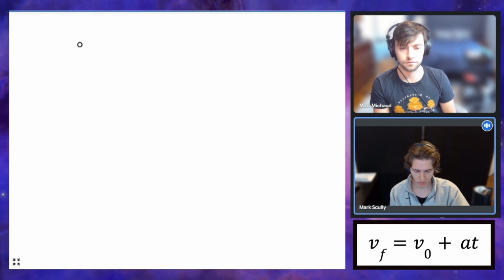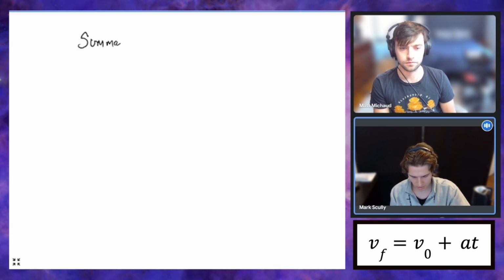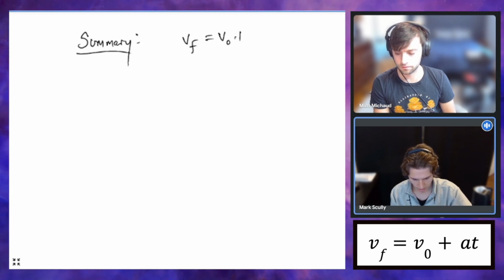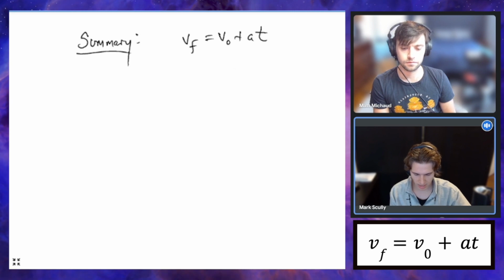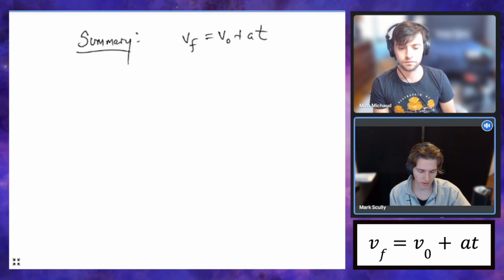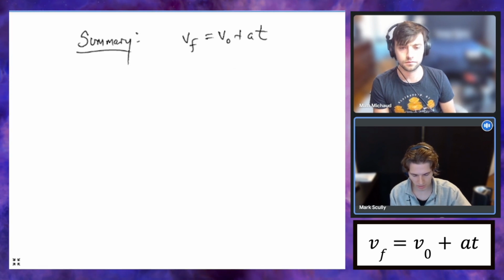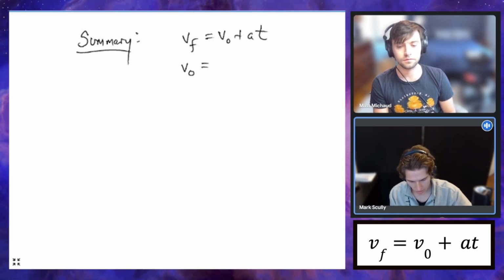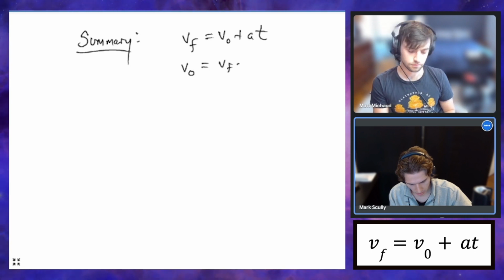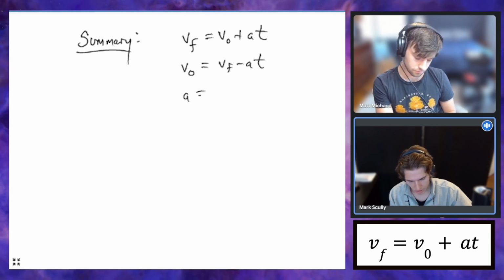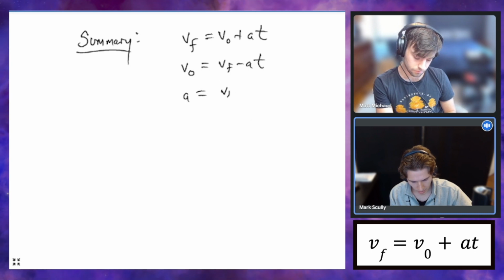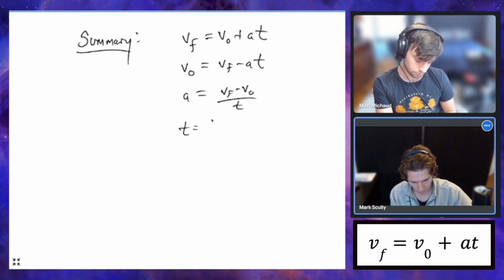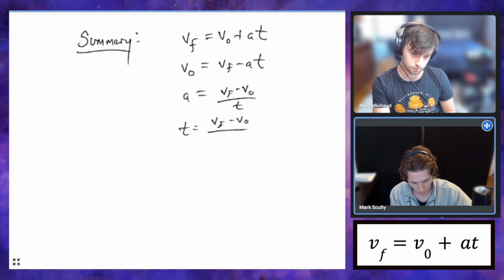Let's talk about what we just reviewed really fast. Here's a quick summary. We have final velocity equals initial velocity plus acceleration times time. To summarize, to solve for each variable individually, we start with v final equals v initial plus at. We also have v initial equals v final minus at. Acceleration equals v final minus v initial over time, and time equals v final minus v initial over acceleration.